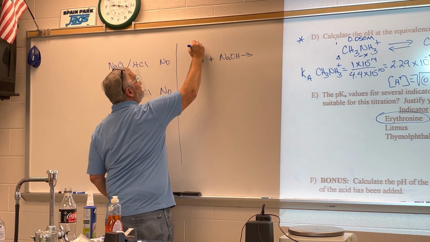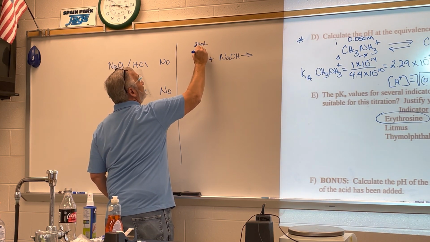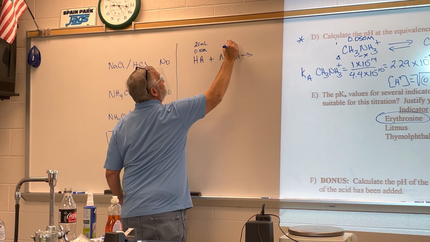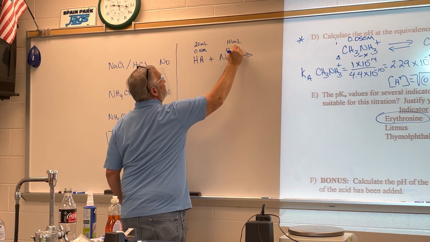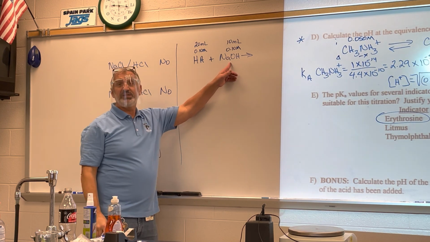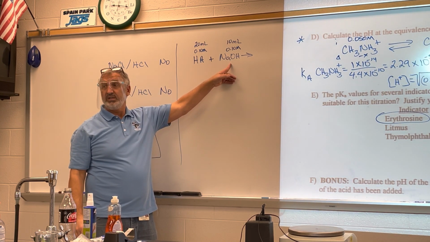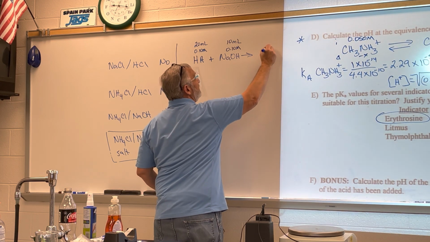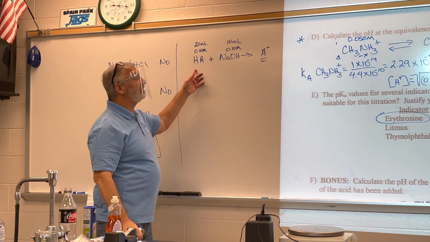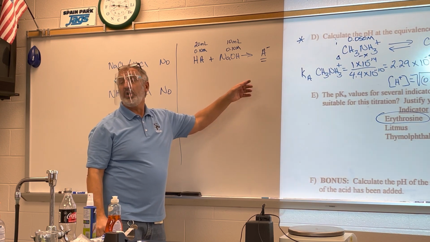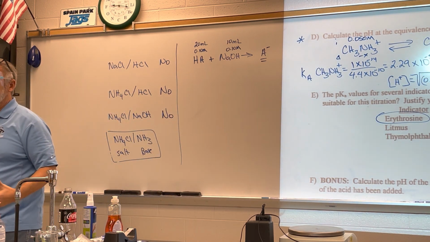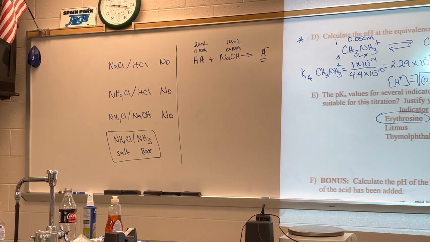So again, if I have 20 milliliters of 0.1, and I add in 10 milliliters of 0.1, is there any of this left? But I've made A minus. So I've created the buffer. So a partial neutralization, you can make a buffer with a weak acid and a strong base, or a weak base and a strong acid if you have a partial neutralization. You only go part way, you don't make it all the way to the equivalence point.